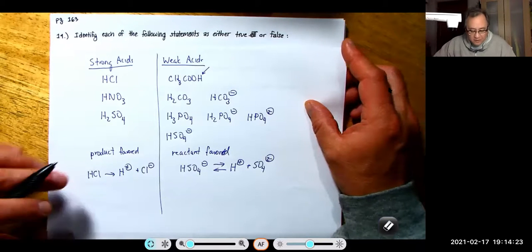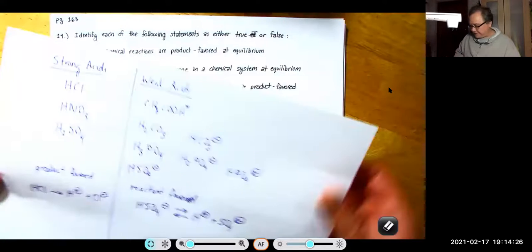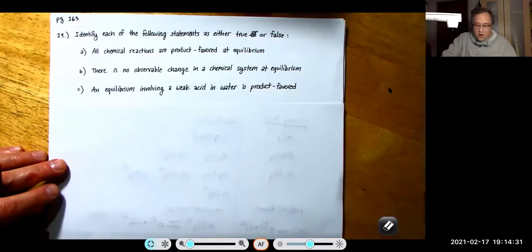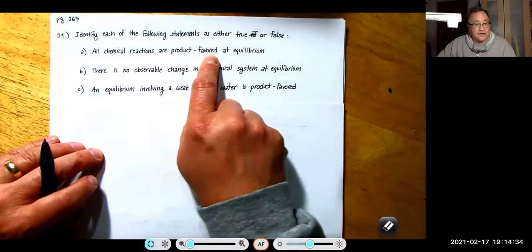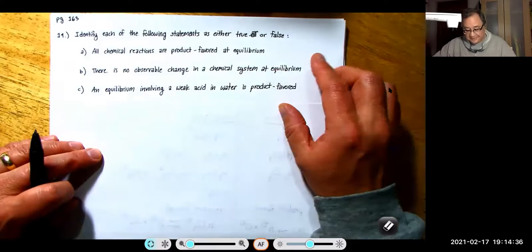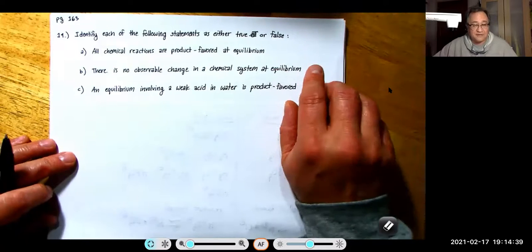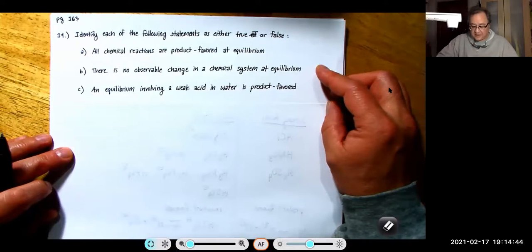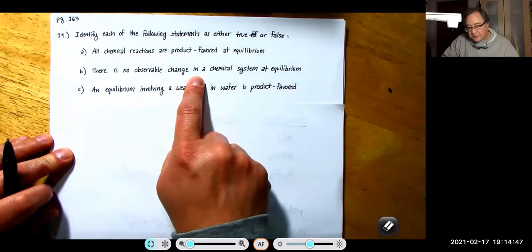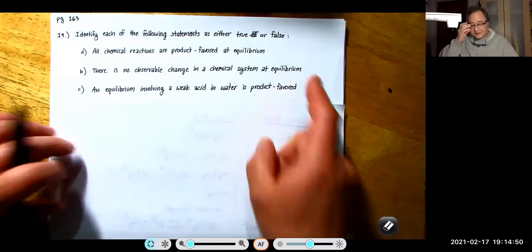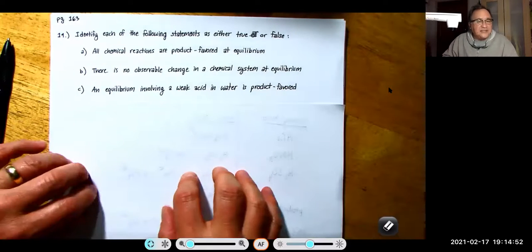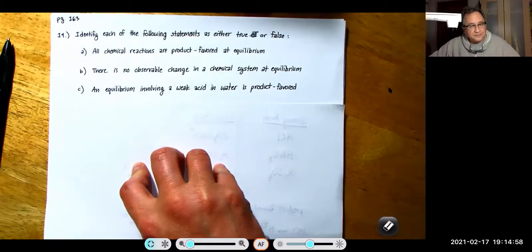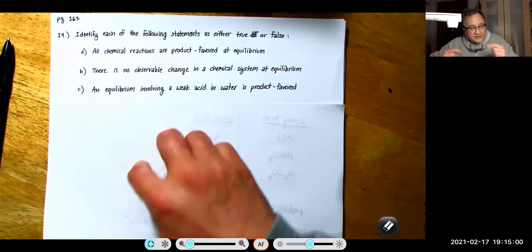So now you have the background where we can actually answer this question in number 14. All chemical reactions are product favored at equilibrium. And the answer is no. In fact, most of them are reactant favored at equilibrium. There is no observable change in a chemical system at equilibrium. So when they say chemical system, they mean that you're not going to see any change in the amount of any compound. And that's true. The amounts stay the same even if the reaction is happening.